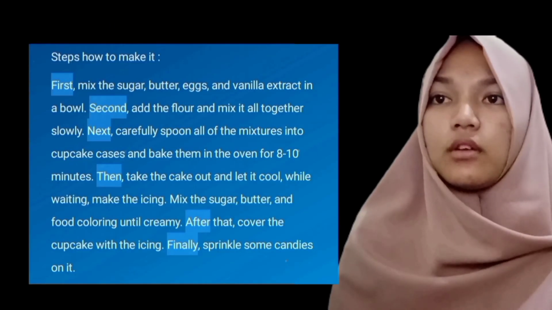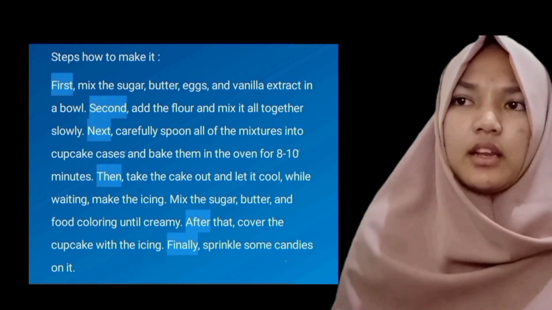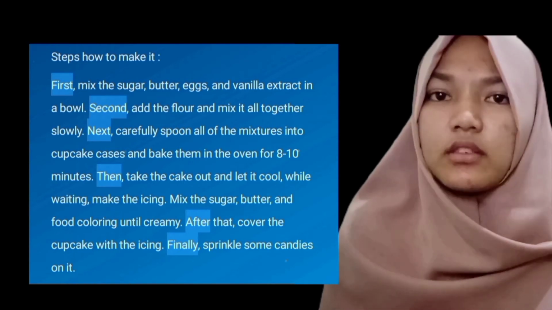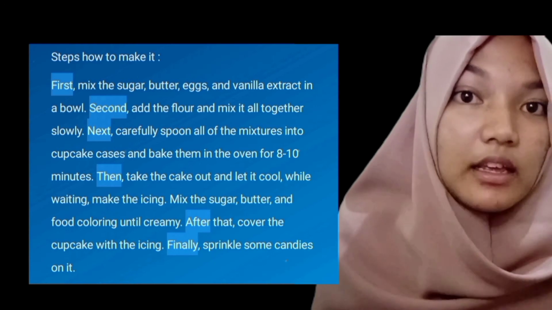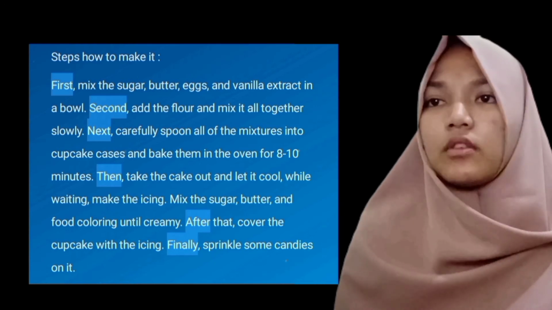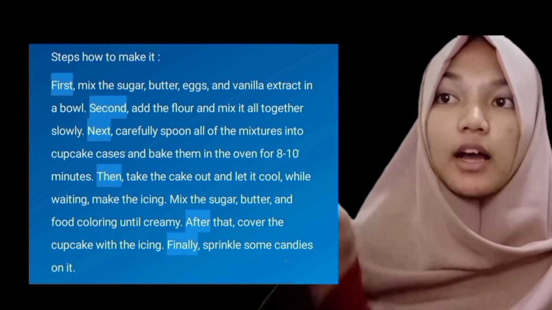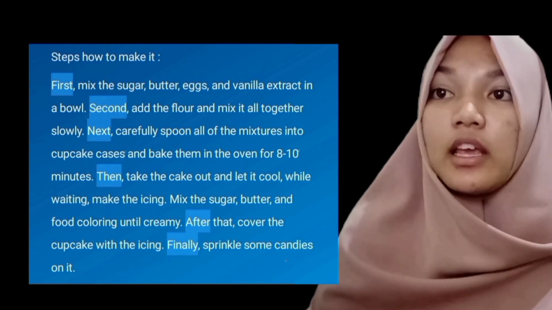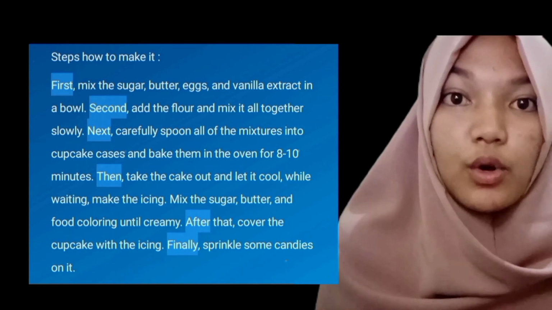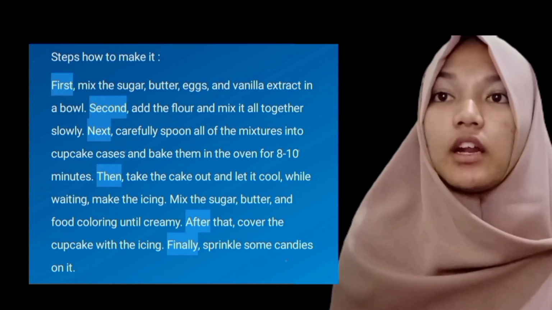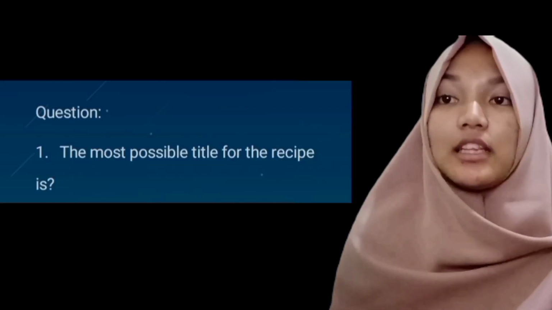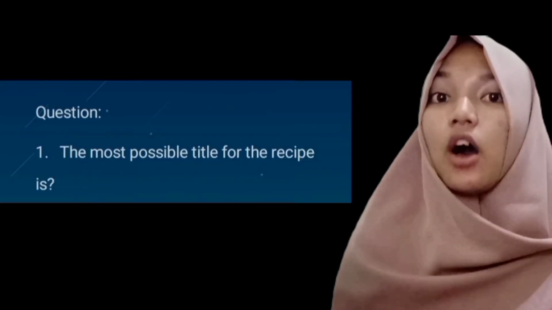The first, mix the sugar, butter, no, it is common. And then second, add the flour and mix, yeah, just common. And then in the next, carefully spoon all of the mixture into cupcakes. Wow, we get the point. It is about cupcakes. So in this third step, we get the point, right? After that, cover the cupcake. Yeah, we know from the skimming skill, the title for the recipe is how to make cupcakes.